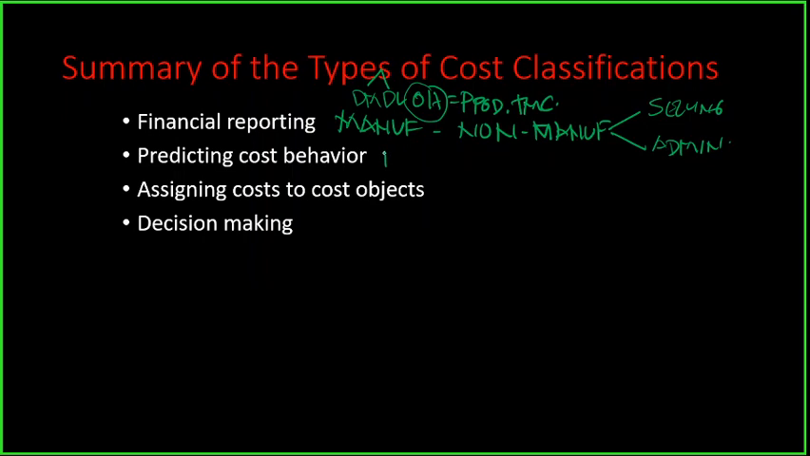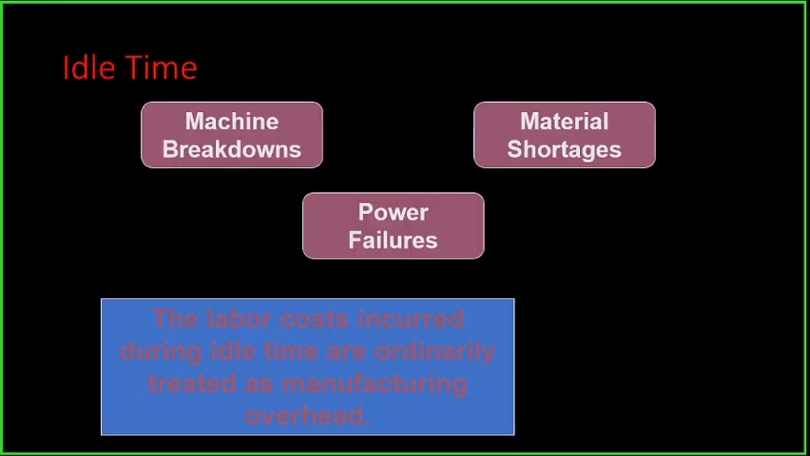Predicting cost behavior, you have your fixed cost and you have here your variable cost. Maybe you might want to add your stepped variable cost and stepped fixed cost. Assigning cost to cost object, we already discussed that, traceable and allocated cost. And then, for decision making, you have the relevant cost. A cost will only be relevant if it is avoidable. Okay, so that's it. You also have your opportunity cost, and you have here your sunk cost. So, let's continue. What about these other costs like idle time?